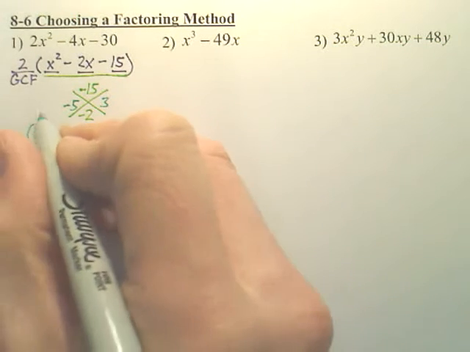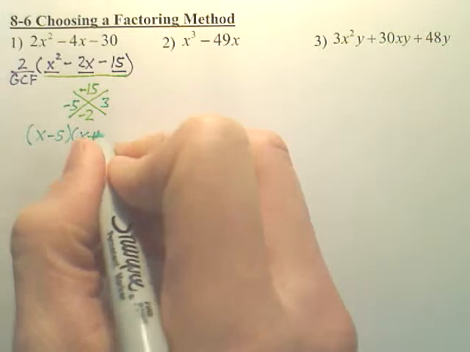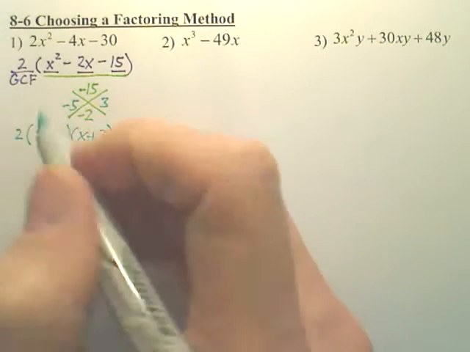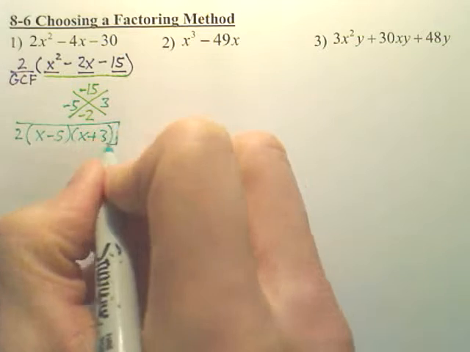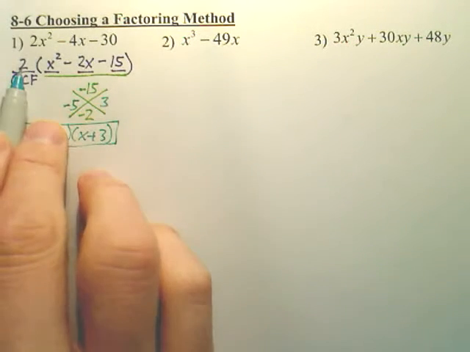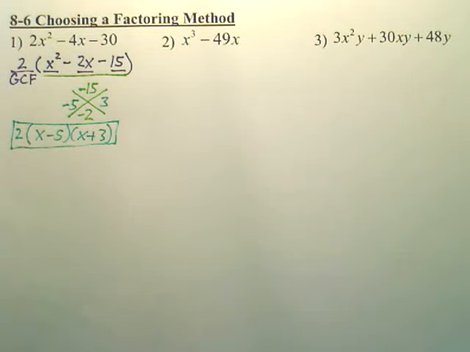So actually, doesn't that become x minus 5 and x plus 3? But don't forget the 2. The 2 is still out front, the GCF. So I factored it. Now, so basically, once you pull out a GCF on a lot of these problems, you have to check to see if the inside still factors. And a lot of times, it will.